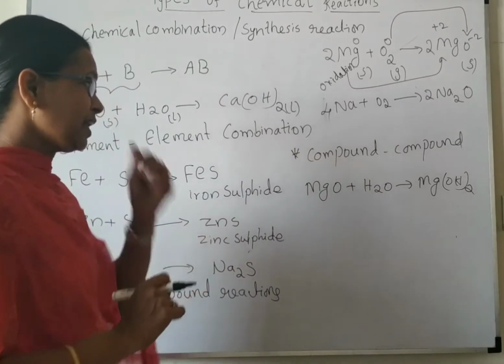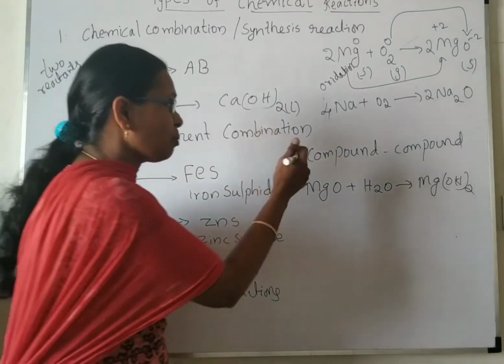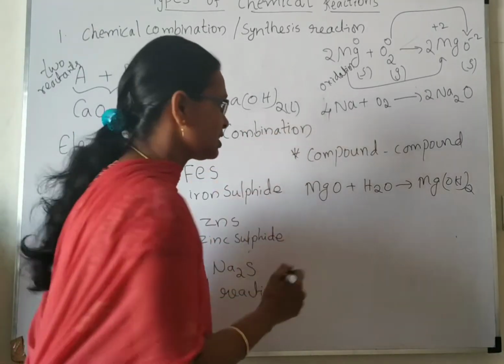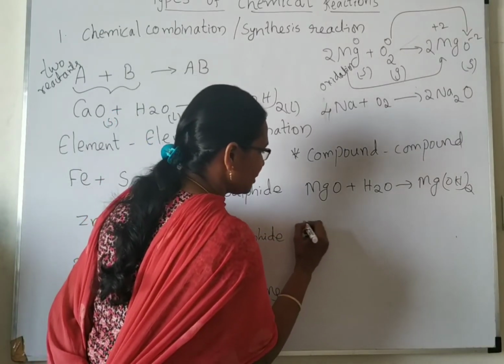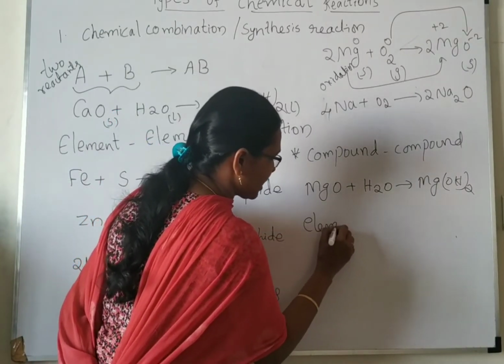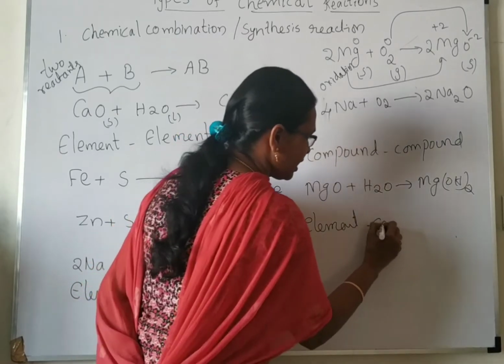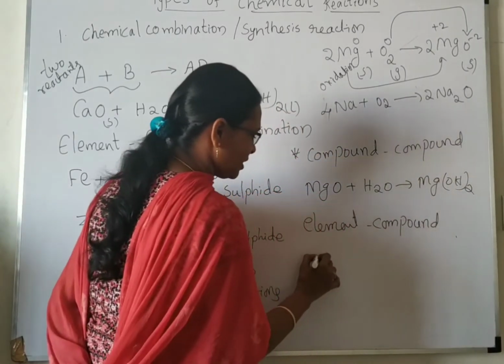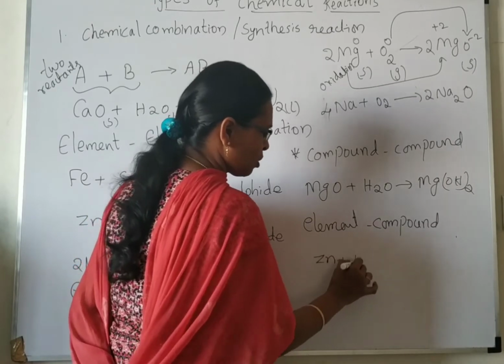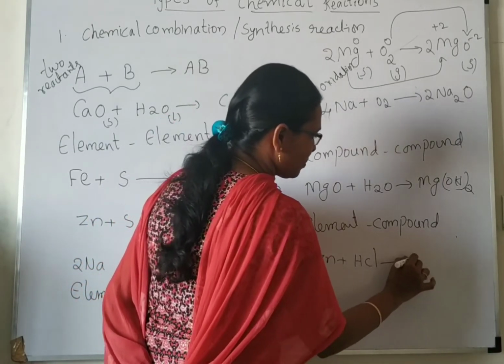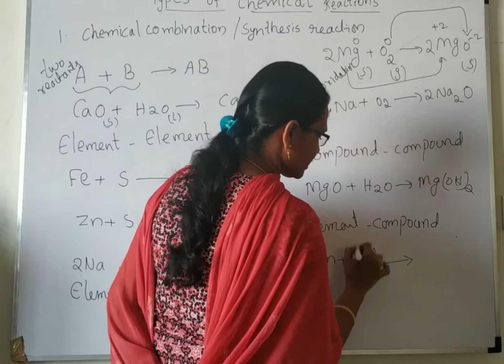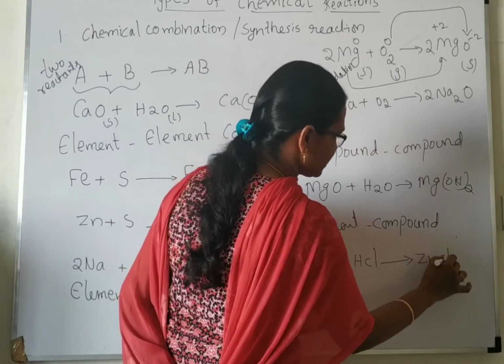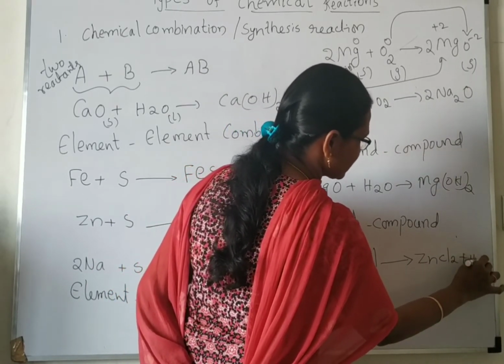And next, when you come to compounds reacting with elements, the element-compound reaction, we take an example. Here the element I am taking is zinc. Compound HCl. So what will happen? They both combine and the hydrogen is replaced here. ZnCl2 plus hydrogen gas comes out.